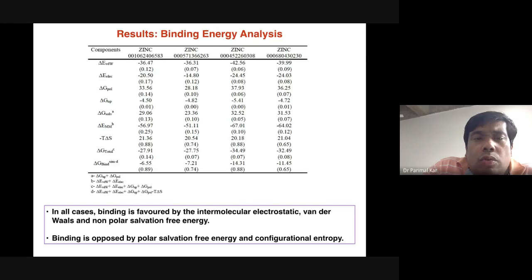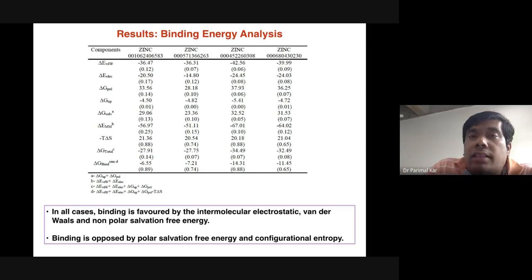So the total binding energy, we get it minus, so 27.9, 27.75, minus 34.5, minus 32.5. Okay. So whatever the ranking they predicted from DeepDock actually is not correct. Because we now see that the third one is better than the first one.